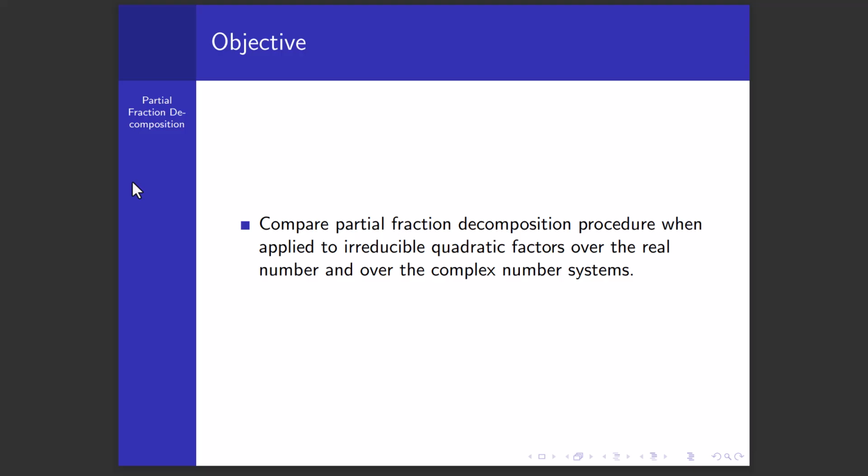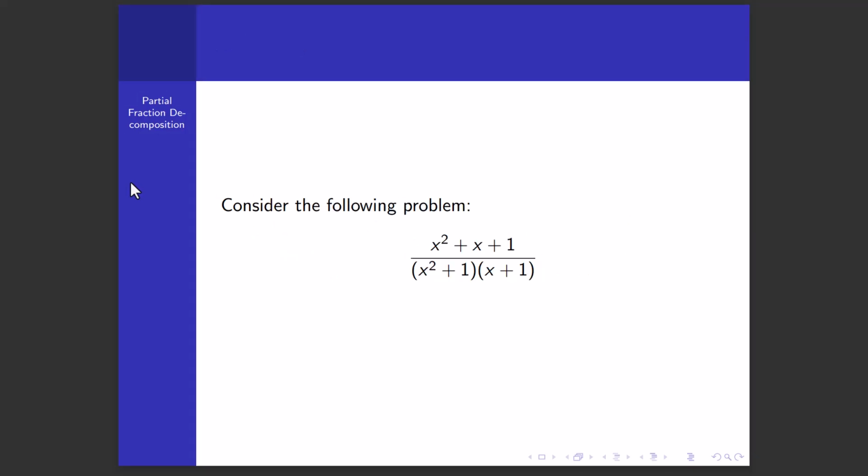So our objective is to compare partial fraction decomposition procedures when applied to irreducible quadratic factors over the real numbers and then again over the complex number system. So we're going to consider this problem: x squared plus x plus 1 divided by the product of the factors x squared plus 1 and x plus 1.